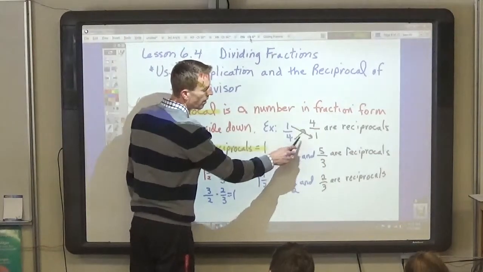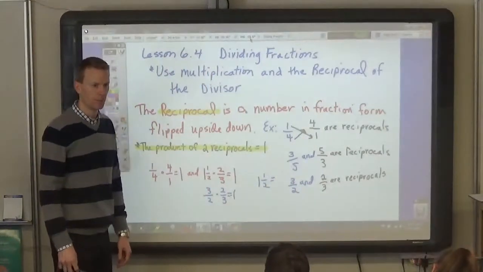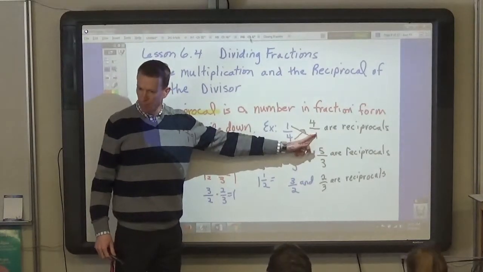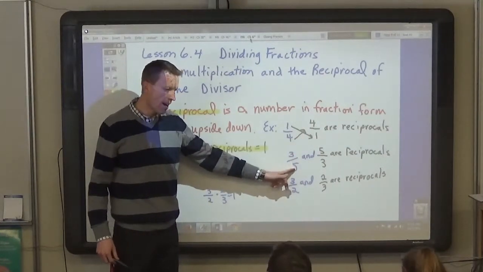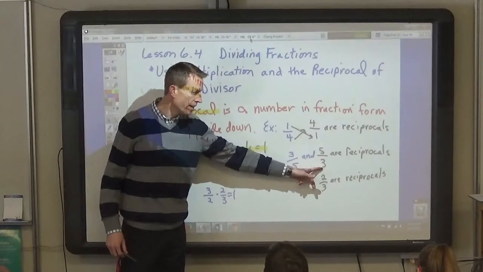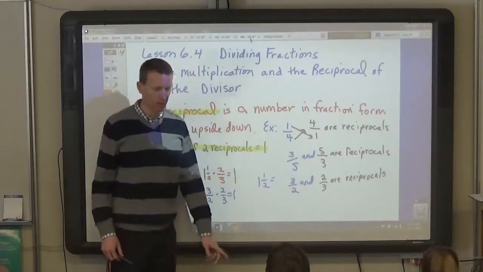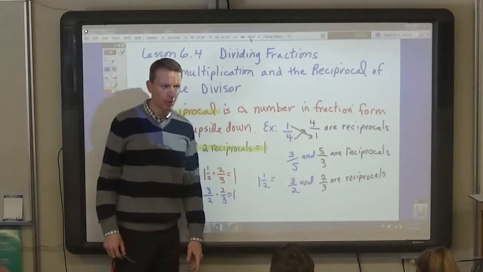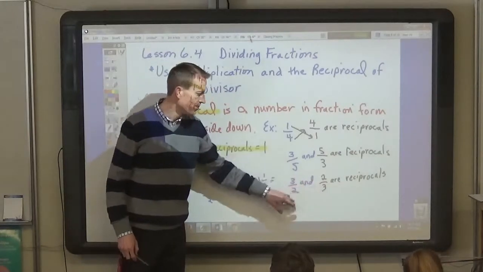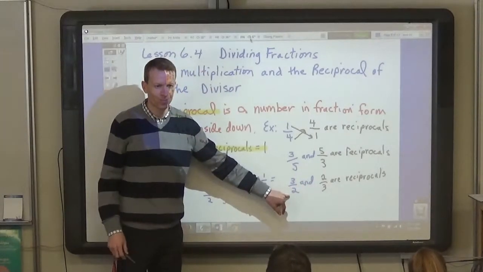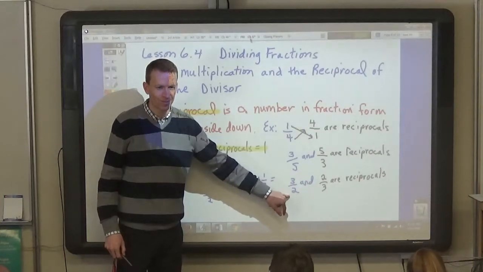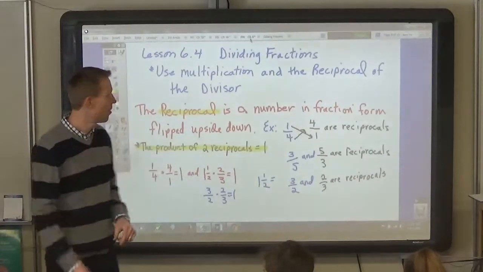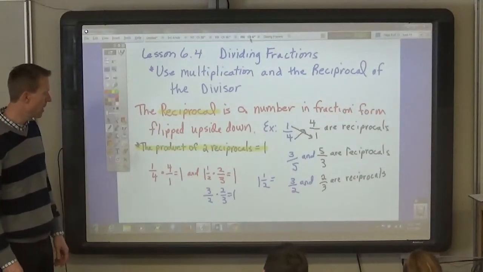1 over 4 and 4 over 1 are reciprocals. Repeat that. 3 over 5 and 5 over 3 are reciprocals. 3 over 2 and 2 over 3 are reciprocals. What do you notice about these? Bryce? That the 3 is on the top and the 3 is on the bottom, and the 2 is on the bottom and the 2 is on the top. Correct, so they're flipped upside down. It's the fraction flipped upside down.